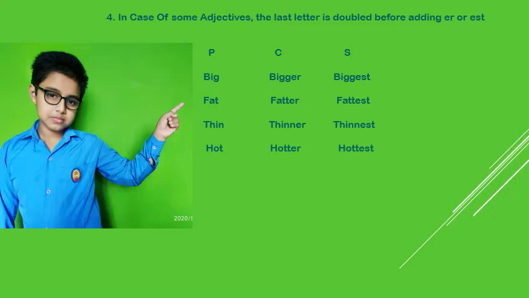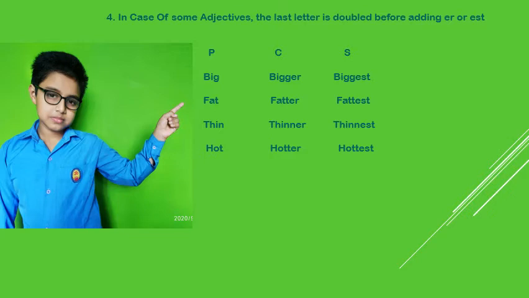So for example, the positive degree here is given big. The comparative degree of big is bigger, and the superlative degree of big here is given biggest. So you can observe here that in the last letter of big, the last letter is G. So in the comparative degree of big, the comparative degree here is given bigger. You can observe here that in the comparative degree big, the G is doubled before adding ER to form the comparative degree. So big, bigger.